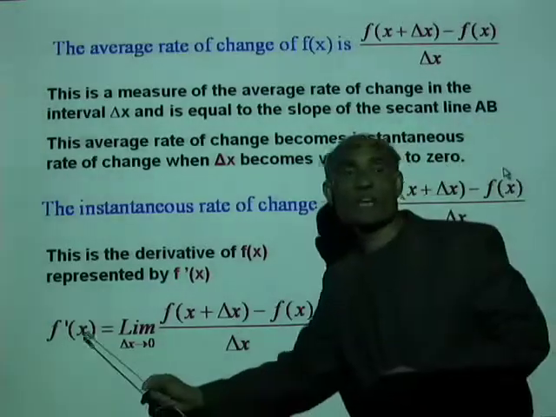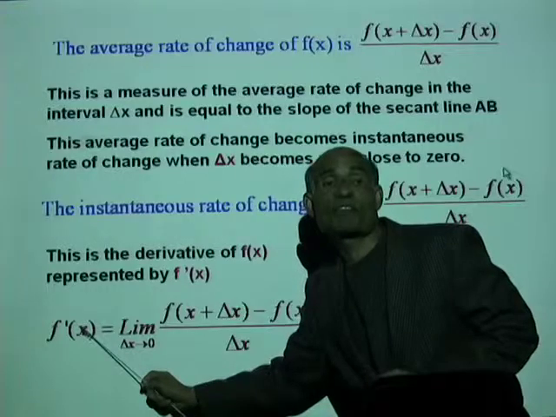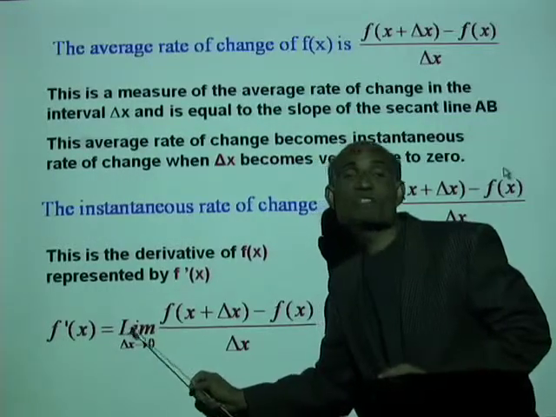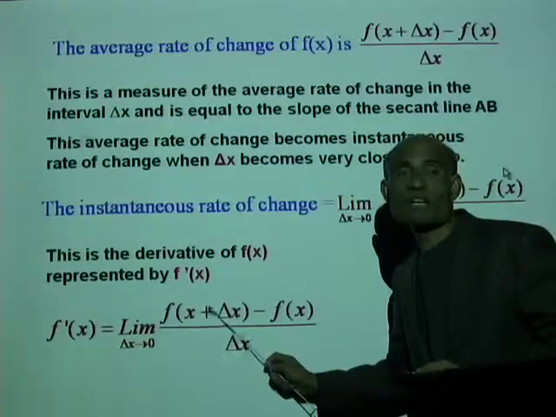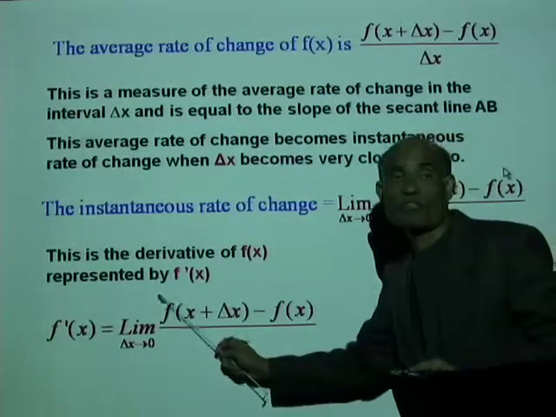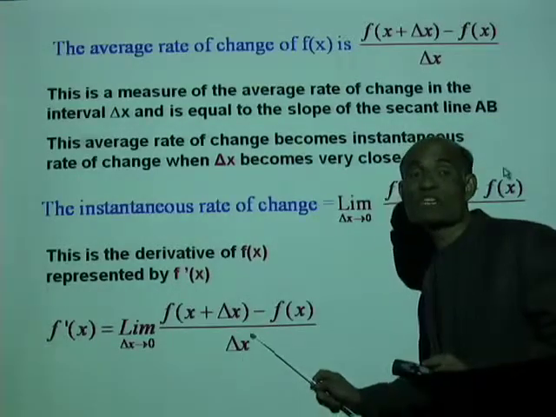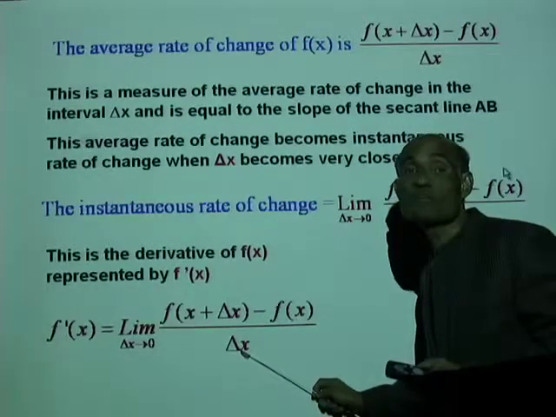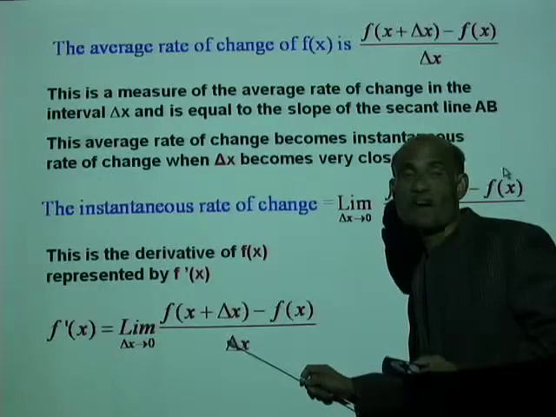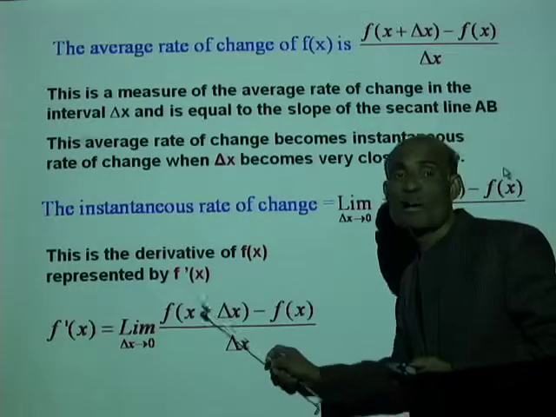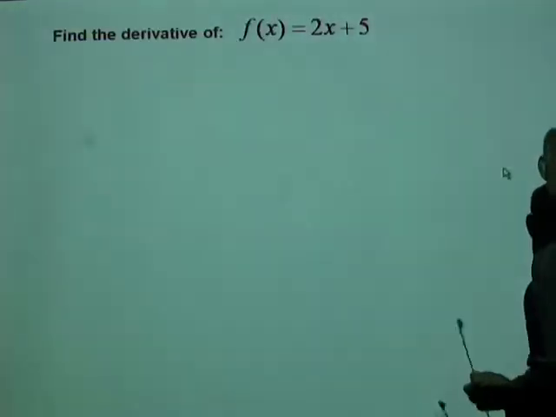So look at the definition again. F prime of x, the derivative of f of x, is the limit as delta x approaches zero of f of x plus delta x minus f of x, that's a change in the function value, divided by the change in the input value. The change in the output divided by the change in the input, and we find the limiting value of that when delta x approaches zero.